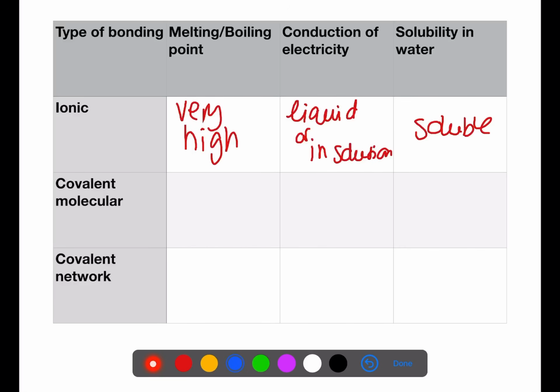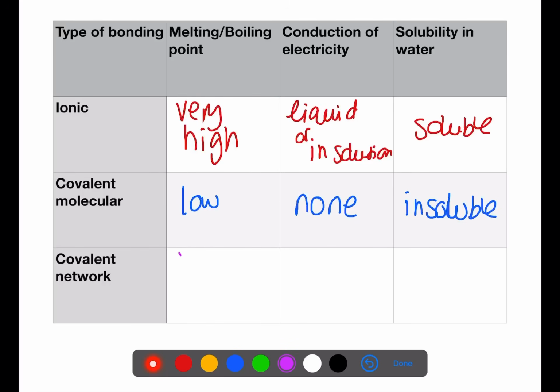Covalent molecular compounds have low melting and boiling points and are usually gases, liquids, or low melting point solids. This is because it is the intermolecular forces between the molecules that need to be overcome to melt or boil the substance. Covalent molecular compounds do not conduct electricity and in general are insoluble in water.